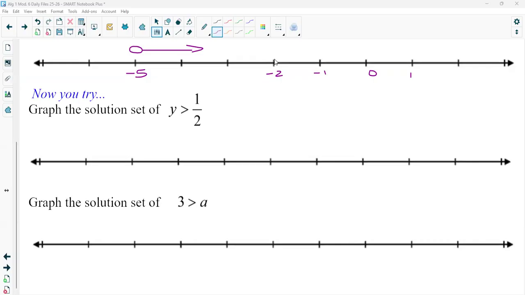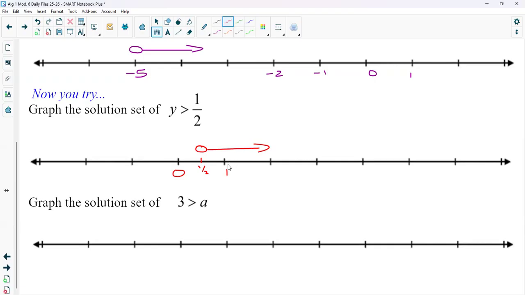As we're doing this, we see we've got y is greater than 1/2. So let's go ahead and put 0 somewhere. We've got 1 somewhere. We know 1/2 is going to be directly in between those. We do not have the equal sign, so that's going to be an open circle, and we're saying that y is greater than that.